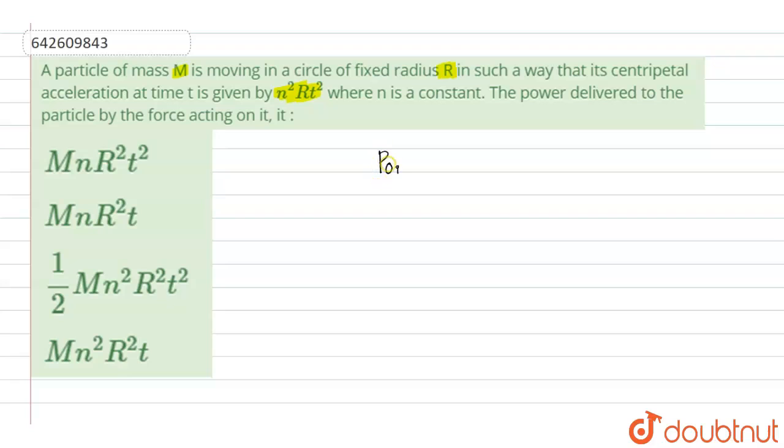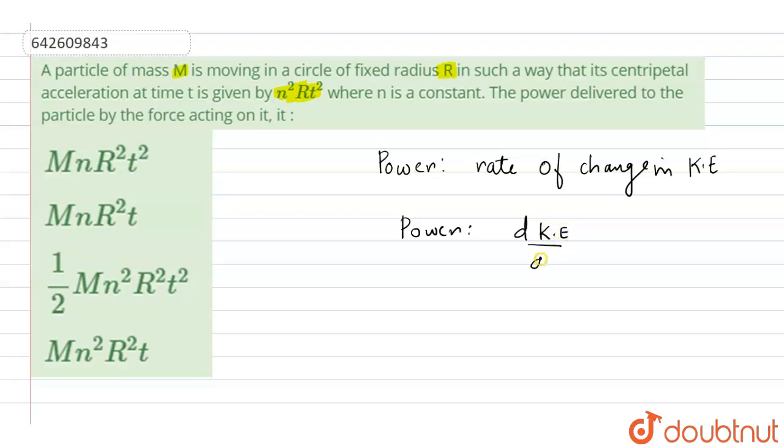Now we know power is the rate of change of energy. We know the concept we will use here, power is known as the rate of change in kinetic energy, or simply we can say energy. So power will be equal to the rate of change of kinetic energy, that is d of KE divided upon dt.